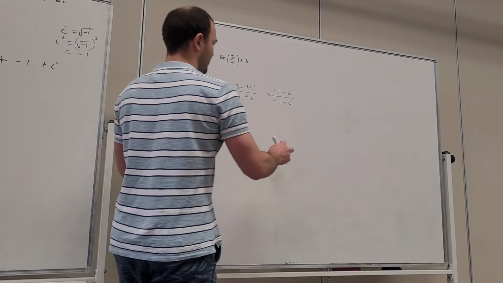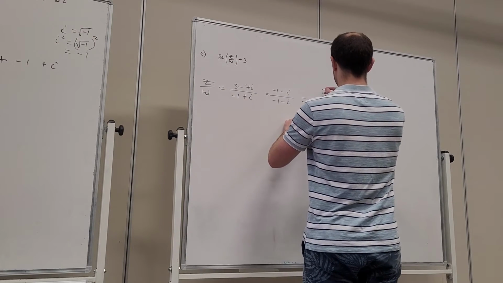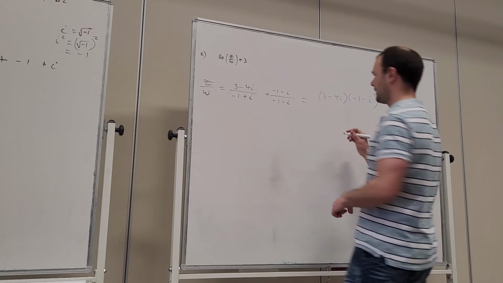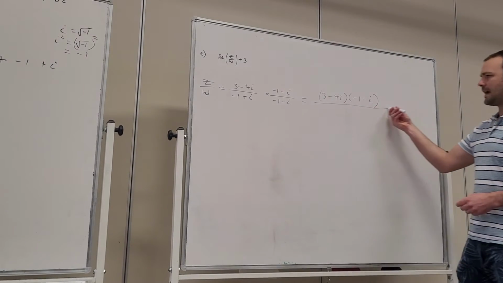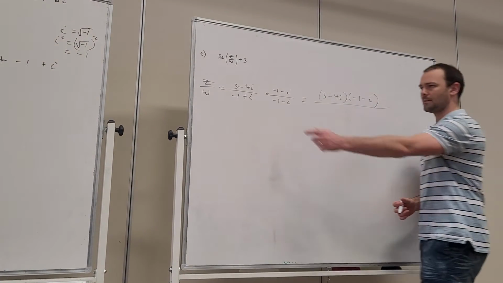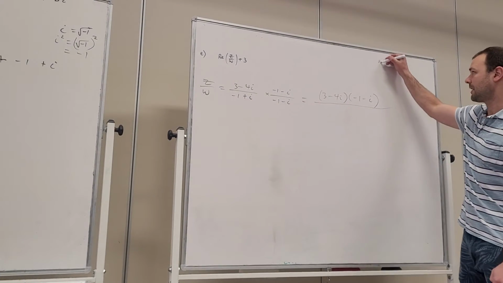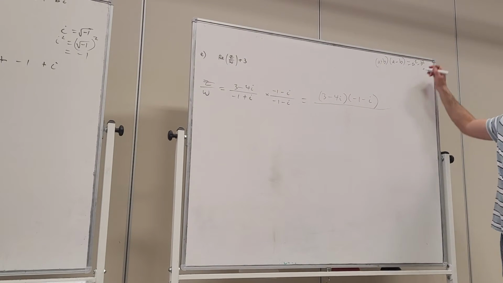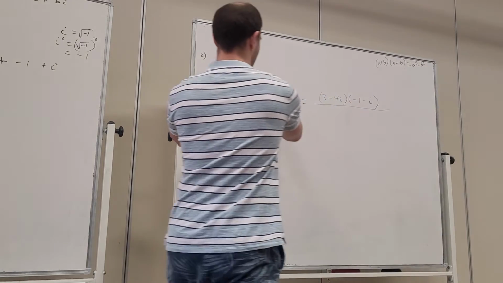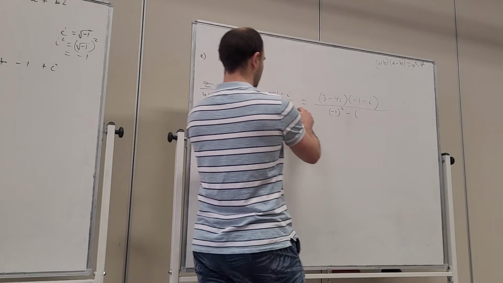Alright? Because let's have a look, I'll write out what's going on at the top. We've got 3 take 4i times minus 1 take i. So that's just going to be some FOIL up the top. And in fact, we've already done that FOIL, so I can just grab it from over there. And at the bottom, we've got minus 1 plus i times minus 1 take i. This is difference of two squares, isn't it? It's a plus b times a take b, which is a squared take b squared. So at the bottom, we're going to have minus 1 squared take i squared.